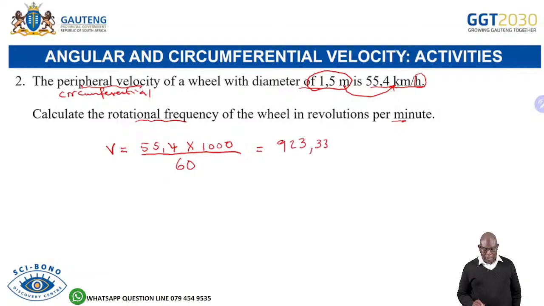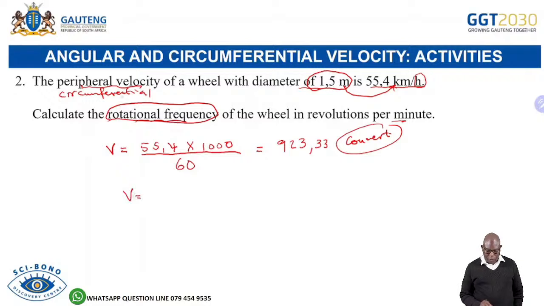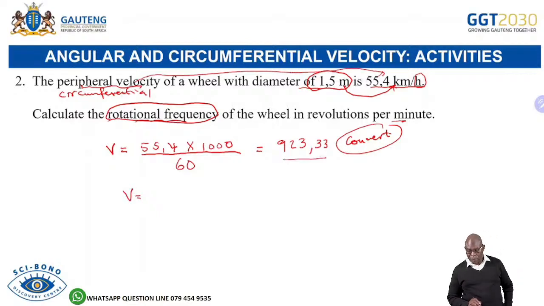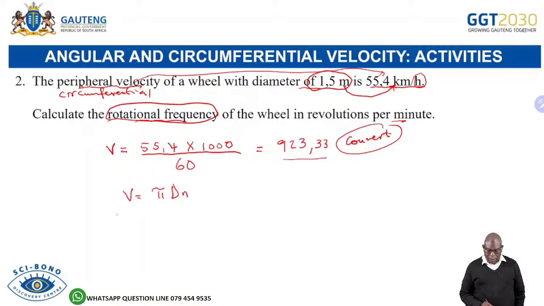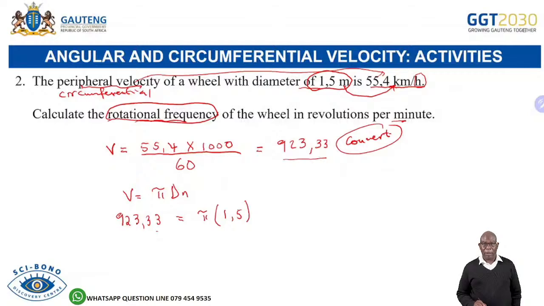923.33. Remember, I need the rotational frequency. Here I'm just trying to convert. Right. So now I'm going to use that formula. Because the velocity was given there, I wanted to change it to meters per minute, because that's what I want there. So I'm going to write down the formula, V equals pi d n. The V is given. Now I got the V to be 923.33. It equals pi. My diameter now is in meters. So this is in meters again per minute.